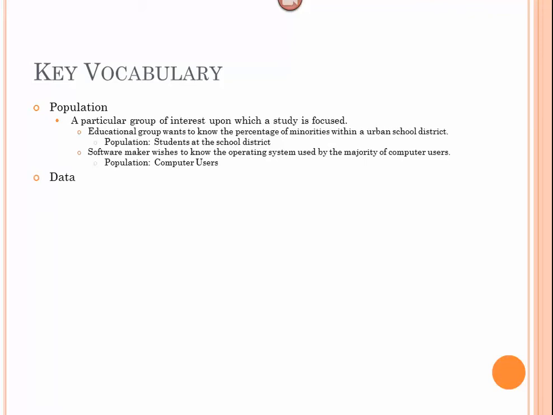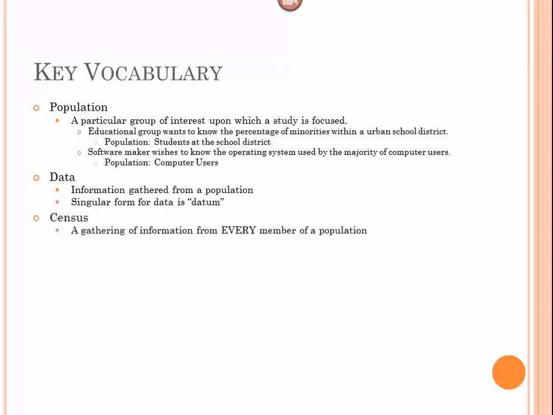The numbers that we collect, the information that we collect, is our data. It's the information that we gather from the population. If we're talking about a single data value, another word for that you'll see pop up every so often is datum, or usually I just say piece of information or piece of data. Census is if we gather information from every member of a population. This is typically not attempted with extremely large populations, such as women or men in the United States.